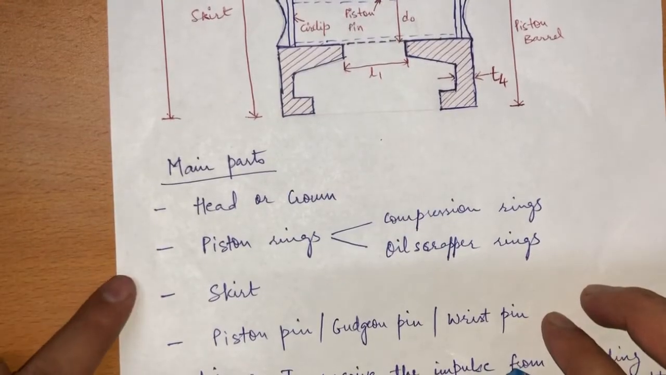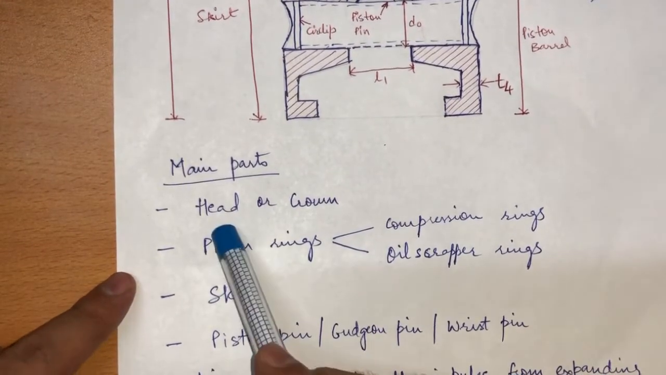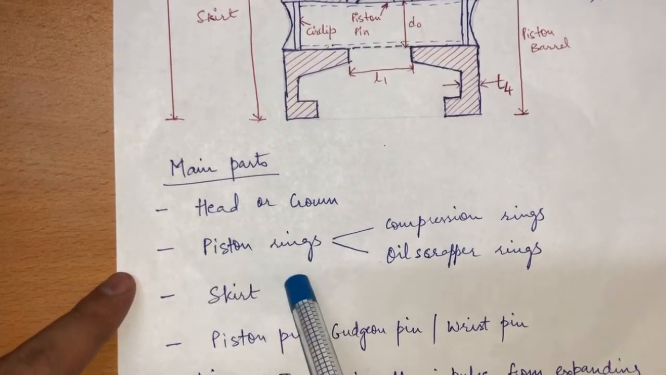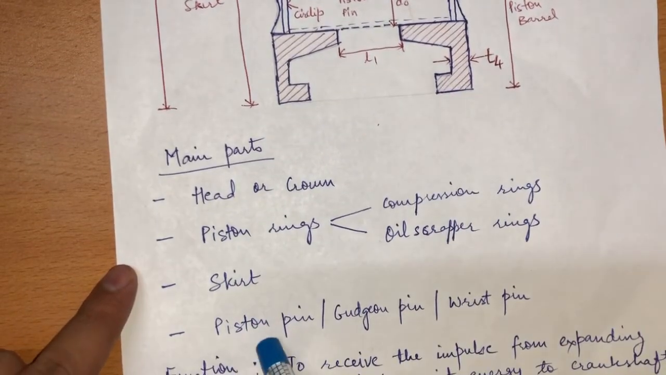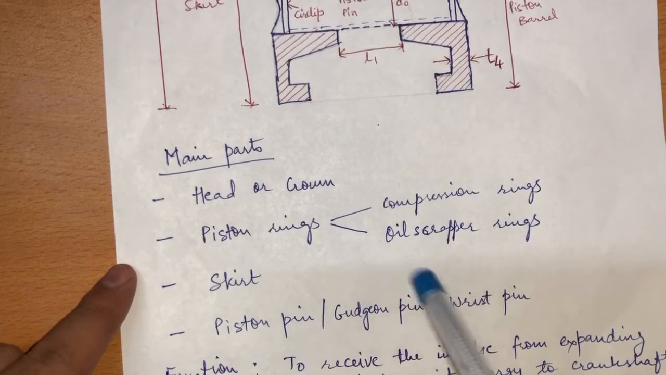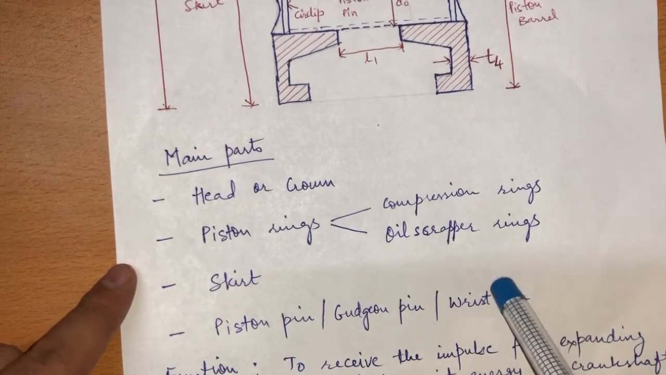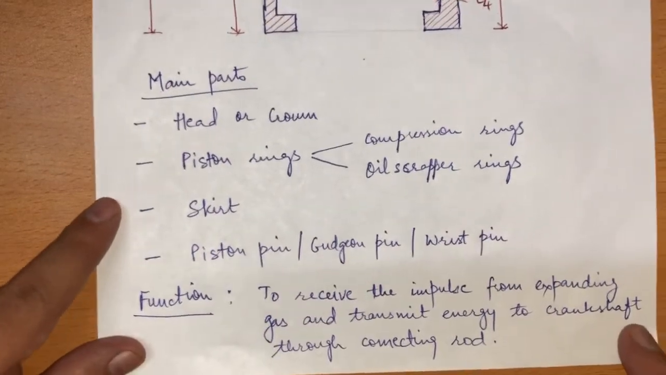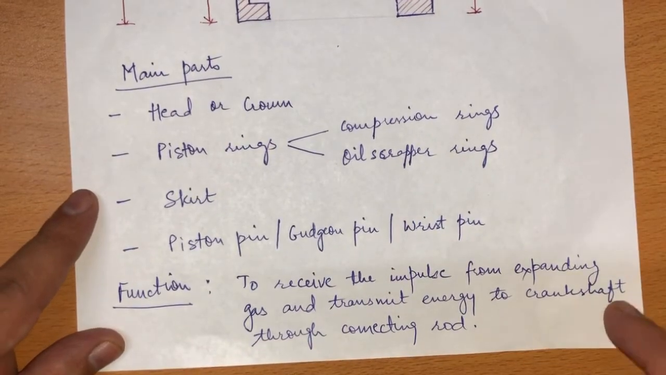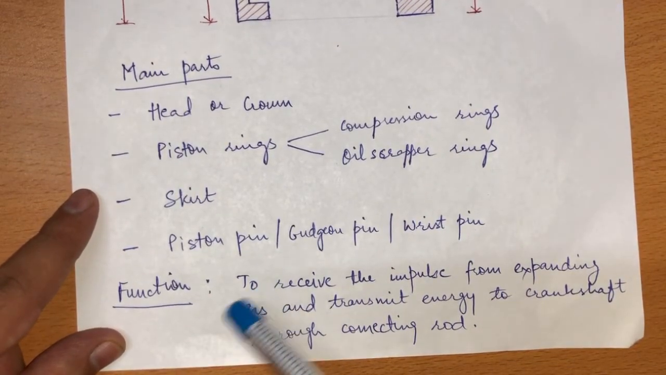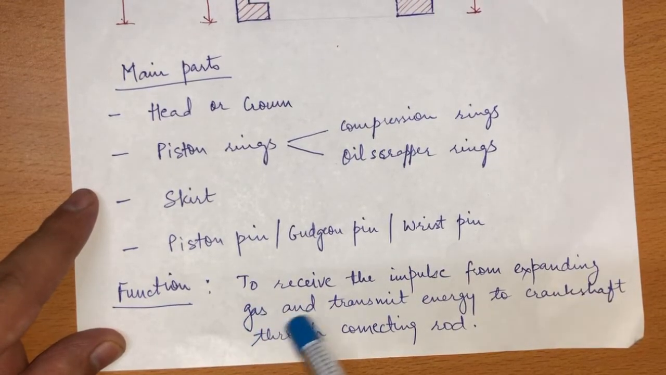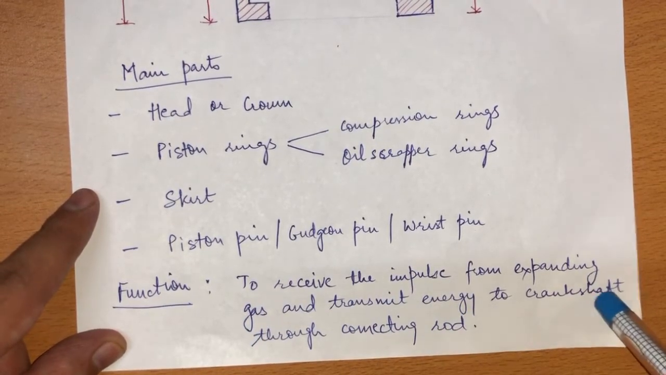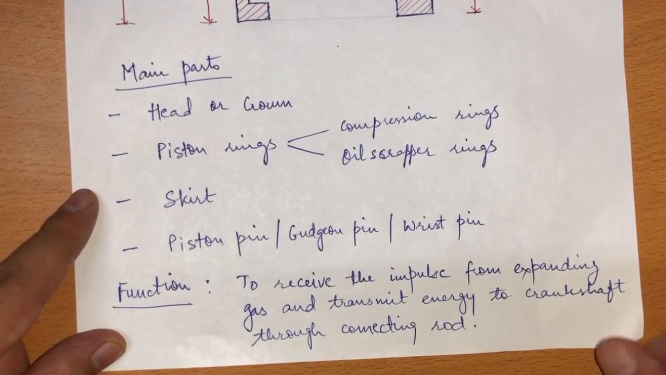The main parts of a piston are head or crown, piston rings, compression rings and oil scraper rings, skirt, and piston pin, which is also called gudgeon pin or wrist pin. Further, the function of a piston can be written as: it is a device or a component which receives the impulse from the expanding gases and transmits energy to the crankshaft through a connecting rod.